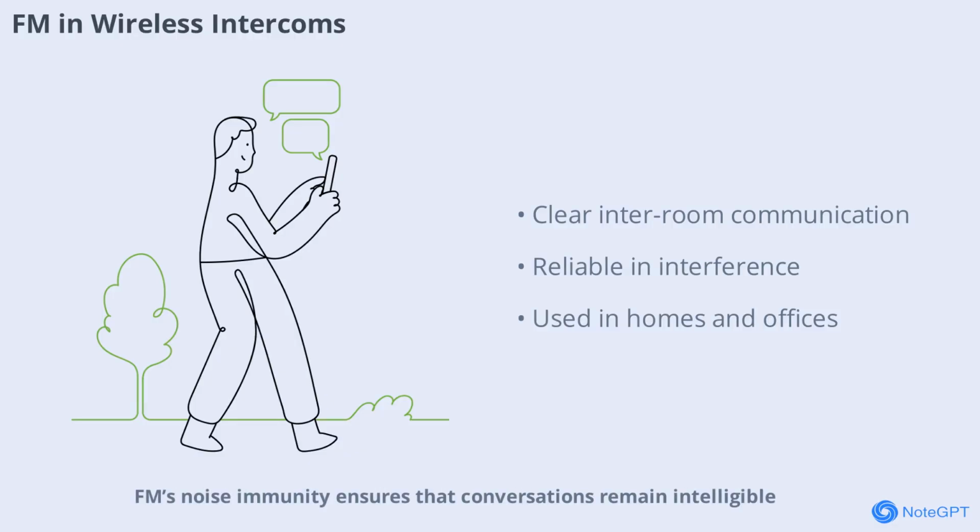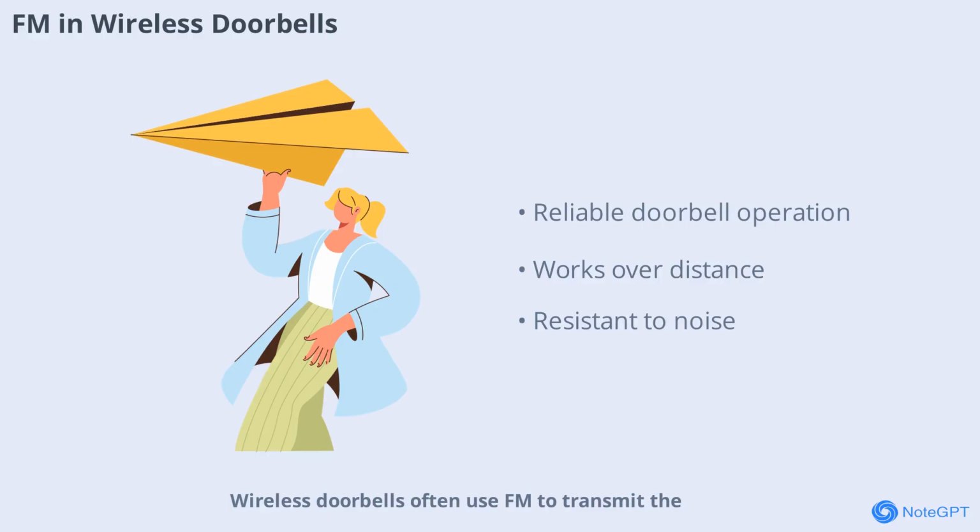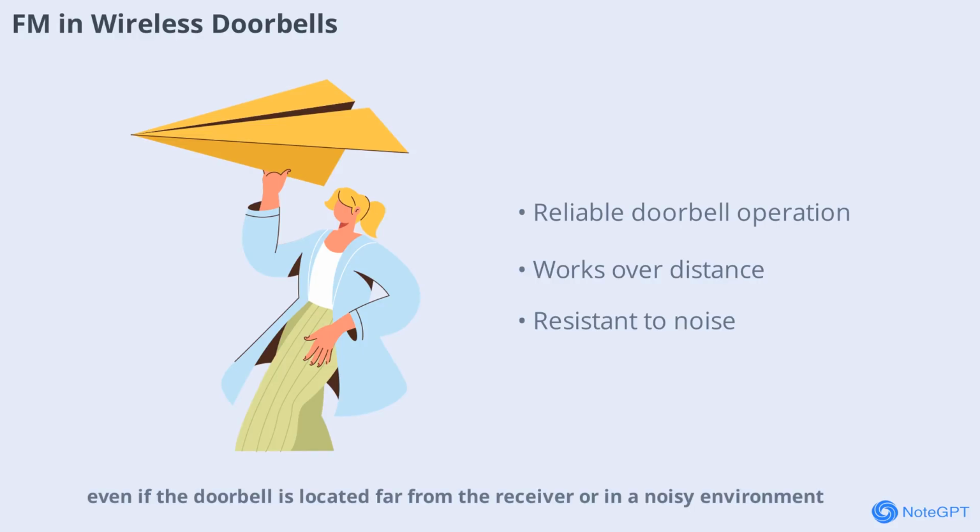FM's noise immunity ensures that conversations remain intelligible, even in environments with significant electronic interference. Wireless doorbells often use FM to transmit the signal from the button to the chime unit. FM's reliability ensures that visitors are always heard, even if the doorbell is located far from the receiver or in a noisy environment.